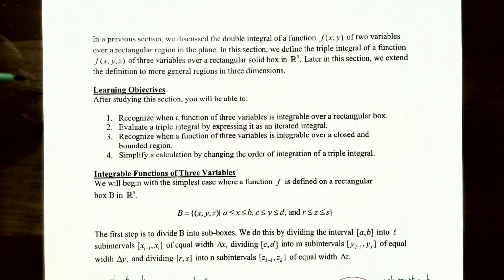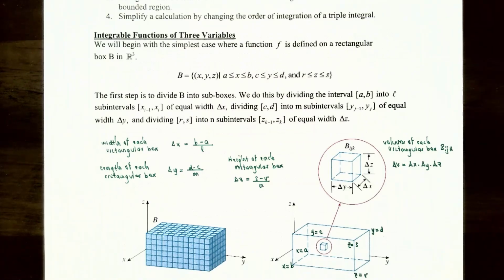So in this video we're going to talk about how to recognize when a function of three variables is integrable over a rectangular box, and then we're going to evaluate a triple integral by expressing it as an iterated integral. So, integrable functions of three variables. We're going to talk about the simplest case for integrating a function of three variables, where we integrate over a rectangular box in three-dimensional space.